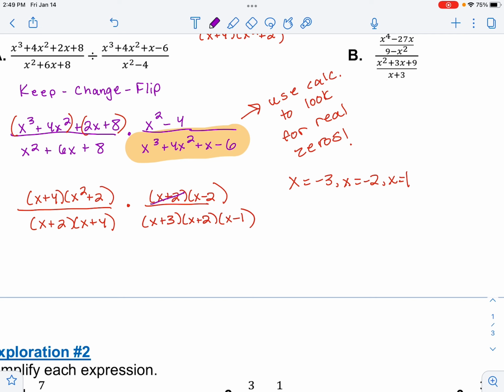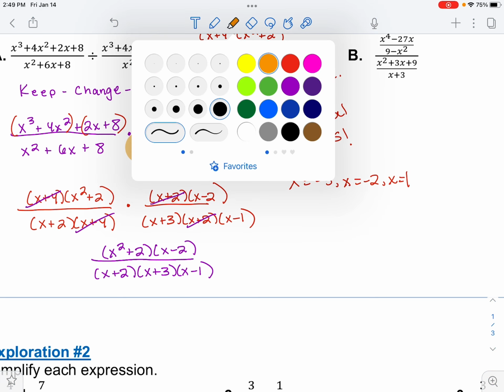I have an x plus 2 on the top and an x plus 2 on the bottom. I have an x plus 4 on the top and I have an x plus 4 on the bottom. Okay, I don't have any other common factors that appear once on the top and once on the bottom, so I just multiply my remaining factors, x squared plus 2 times x minus 2, over, I still have an x plus 2 on the bottom, an x plus 3, and an x minus 1. Okay, and then I can go ahead and stop there.